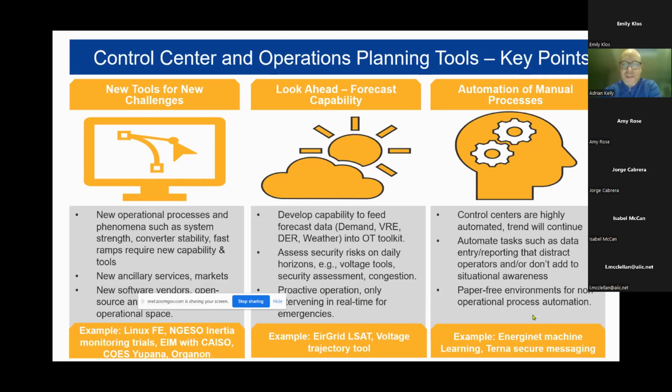And then the other thing was around automation of manual processes, where we need to move. We talked about automation, but we still have manual processes there. A lot of it is around data reporting, data entry, alarm management, and a lot of these are manual tasks that don't improve situational awareness. So we need to target these things aggressively and take away systems that are just consuming the operator's time without providing any operational benefit. And we see a move towards paper-free environments, automation of systems, and all of these things.